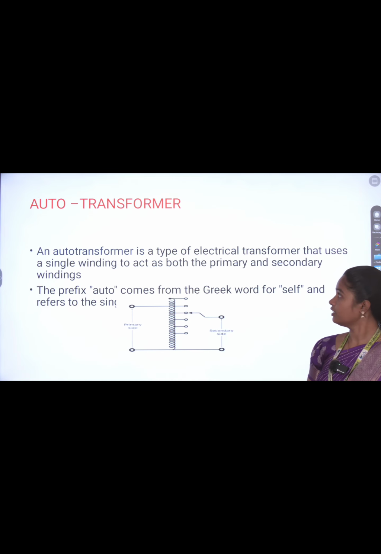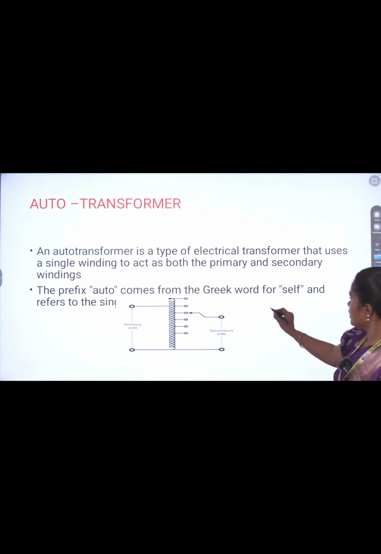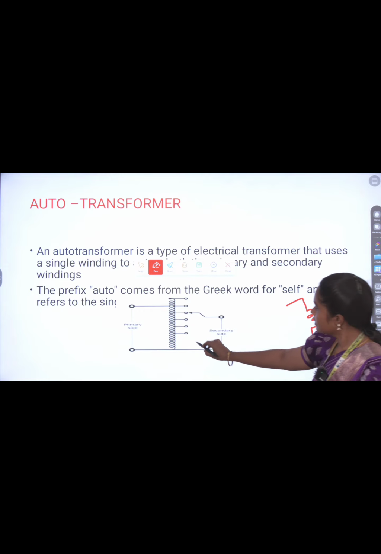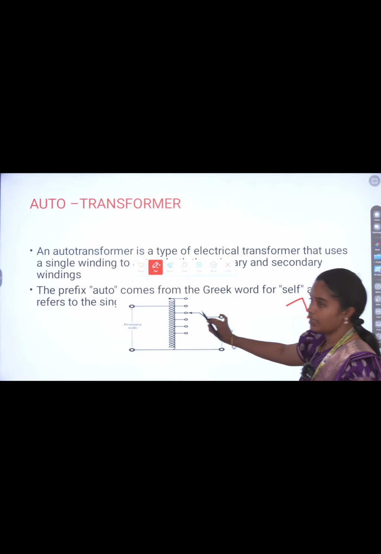First, before that, let me recall what a transformer is. The transformer is nothing but a device that transfers energy from one circuit to another circuit. Usually the transformer has two parts, one is the primary and another one is the secondary. So this is the primary part and this is the secondary part. But in an auto transformer, there is only one part, a single coil that acts as both primary and secondary.